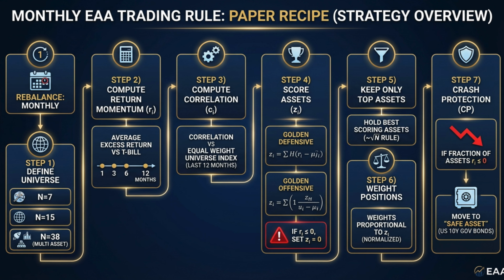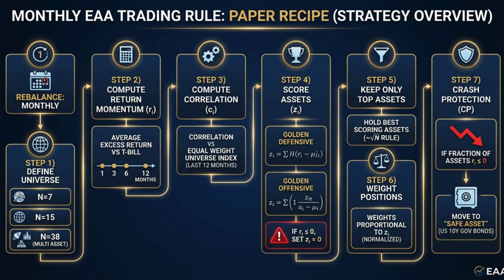Here's the full trading rule in human terms. Pick a universe of assets. The paper tests different universes: small, medium, and large multi-asset sets. Compute momentum return R_i, the authors' average excess returns over T-bill yield across 1, 3, 6, and 12 months. Compute correlation C_i, each asset's 12-month correlation to the equal-weighted universe index. Score each asset with one of the golden formulas. If R_i isn't positive, the asset is out.